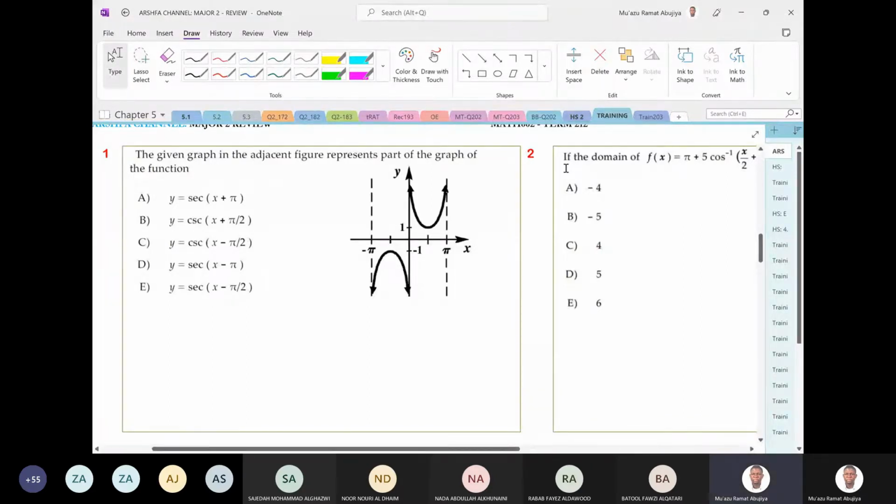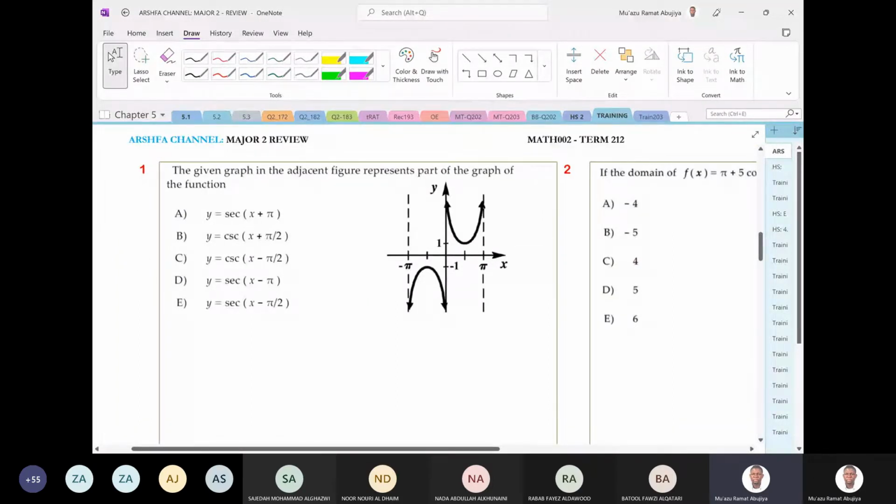So here the question says, given the graph in the adjacent figure, it represents part of the graph of the function. Now, which function are we talking about? If you look at this one, we have two possibilities. What are the possibilities? Observe that maybe the graph can be a graph of sine here, and I can mark it up like this one.